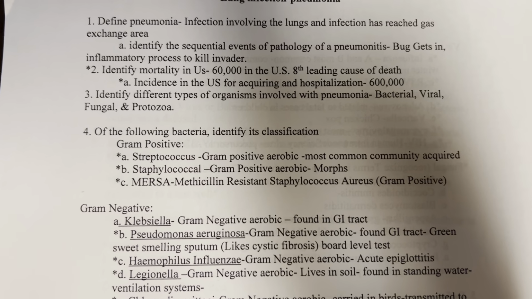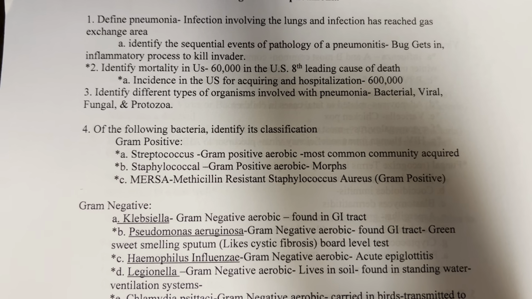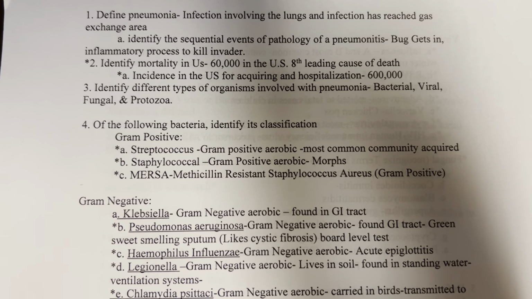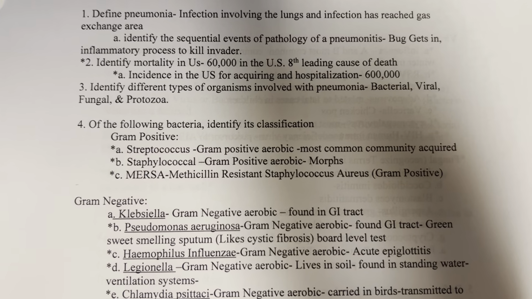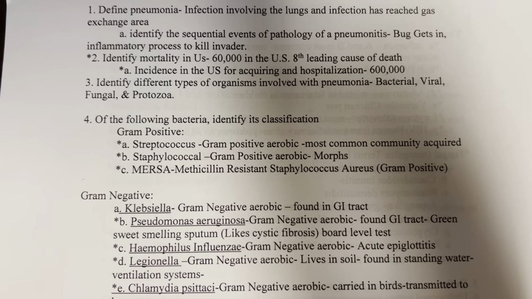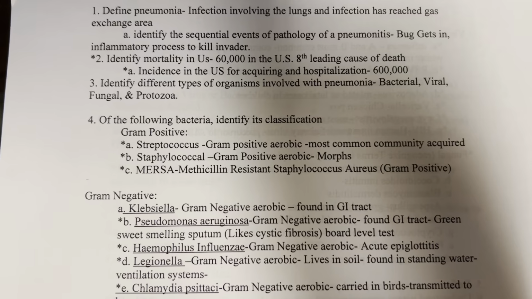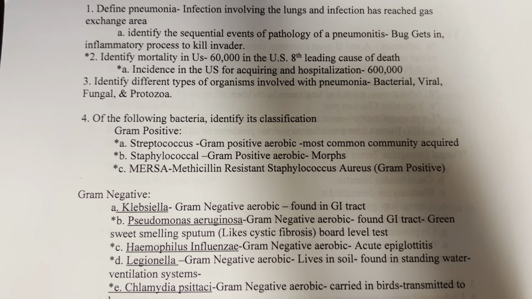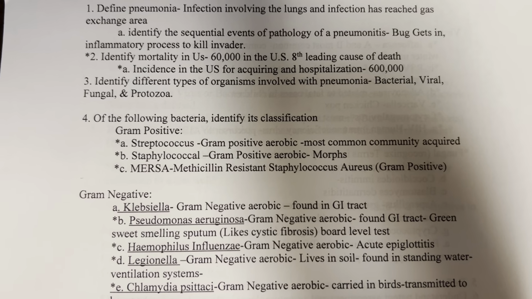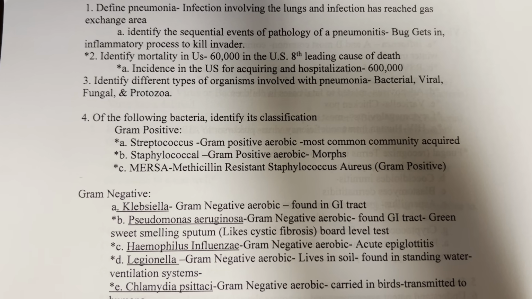Streptococcus, gram-positive, is the most common community-acquired pneumonia. Staphylococcal, gram-positive, is known for morphing. MRSA, methicillin-resistant Staphylococcus aureus, gram-positive.